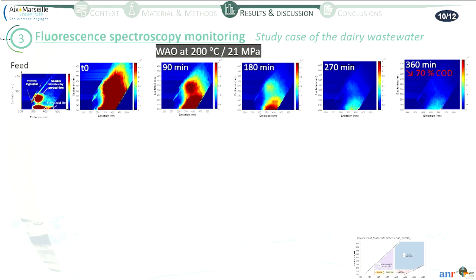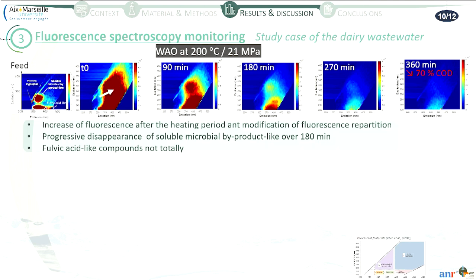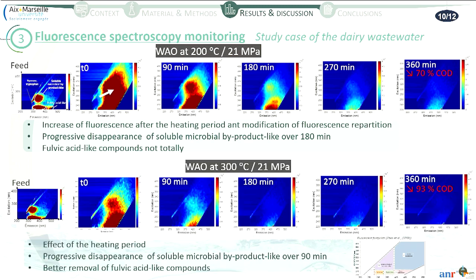When we treat this dairy wastewater at the lowest temperature, which is 200 degrees Celsius, we can see here that we have an increase of the fluorescence after the heating period and a modification of the repartition of the fluorescence. We also have a progressive disappearance of the soluble microbial byproducts over 180 minutes. And we can see that the fulvic acid-like compounds are not totally removed even after a long oxidation duration, even though there is a 70% decrease of the COD.